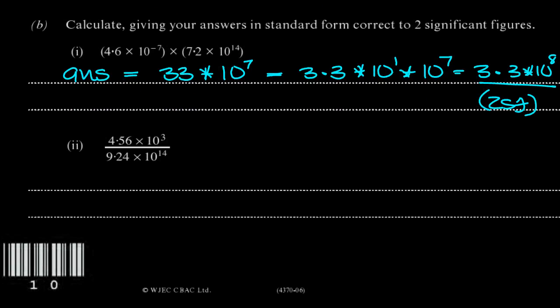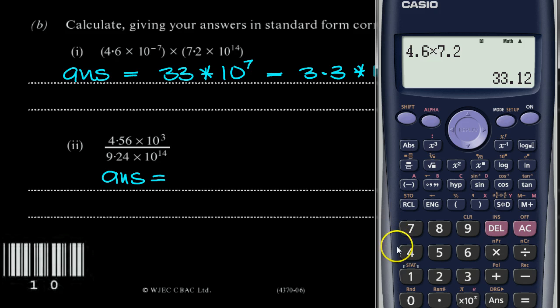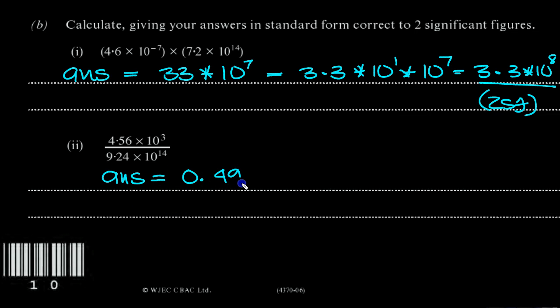Part 2. Here, 4.56 divided by 9.24. Let's tap that in straight away. 4.56 divided by 9.24 equals 0.49. So there's a 0.49 to two significant figures. That's that fraction. The power of 10, divide, you minus with indices, don't you? Top take bottom. 3 take 14 then is minus 11.